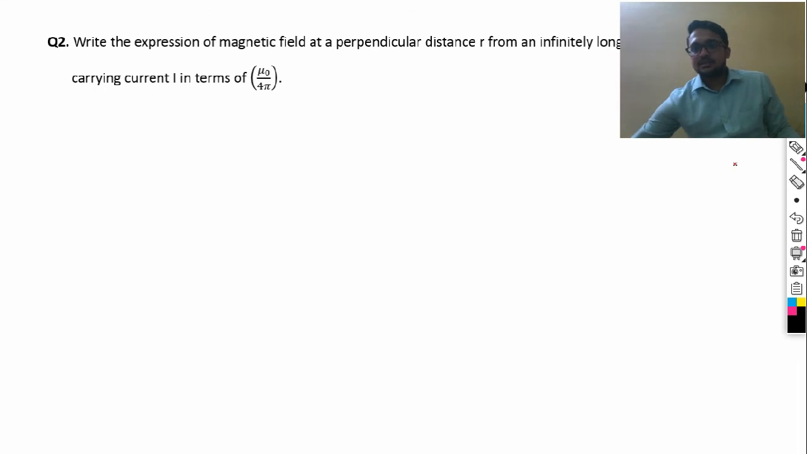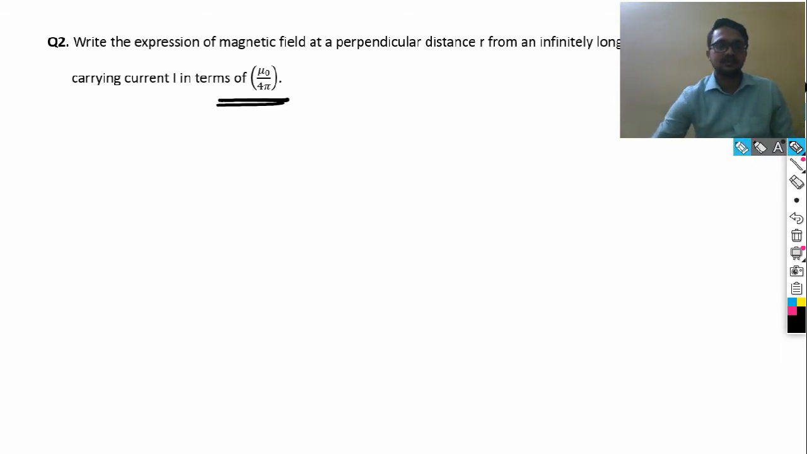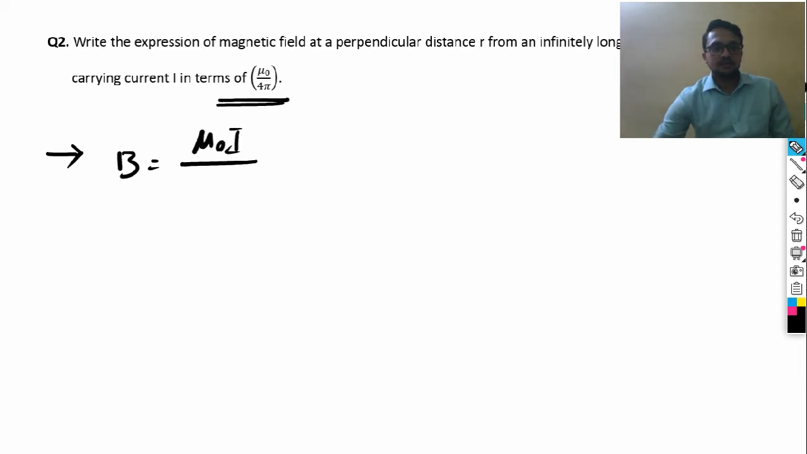So students, this is our next question. Write the expression of magnetic field at a perpendicular distance r from an infinitely long wire carrying current I in terms of mu 0 by 4 pi. This is very important, in terms of mu 0 by 4 pi. We know the formula, but we have to express it in terms of mu 0 by 4 pi. So B equal to mu 0 I by 2 pi r, but we have to write it in terms of mu 0 by 4 pi.